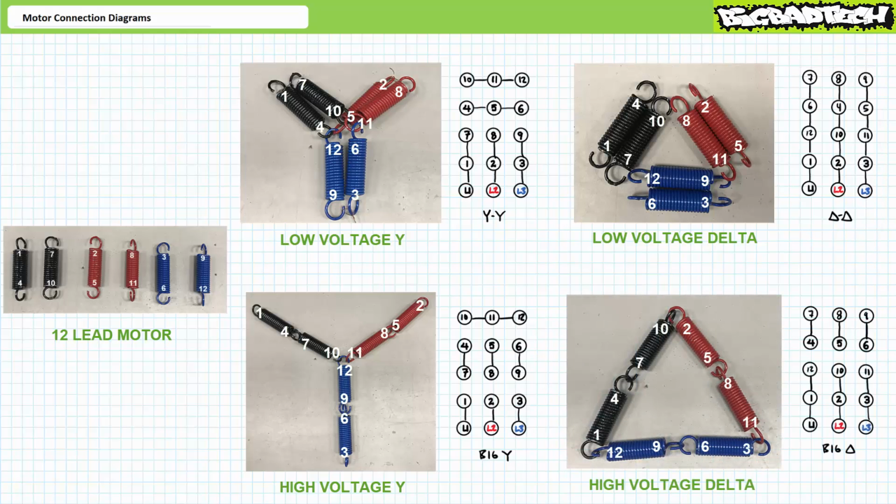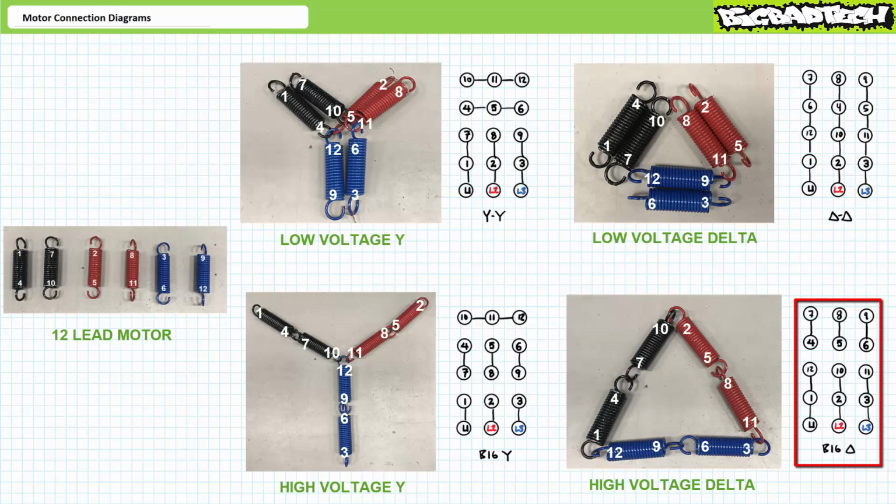Lastly, one configures a 12-lead motor as a high voltage delta by making a large delta by conjoining terminals 4 and 7, 5 and 8, and 6 and 9, making 3 series legs. Then one joins leads 1 and 12, 2 and 10, and 3 and 11 as the corners. Primary lines L1, L2, and L3 would be connected to those conjoined terminals, where swapping any 2 applied phase sequences reverses rotational direction. Again, for hopefully obvious reasons, a high voltage delta is sometimes referred to as a big delta configuration.